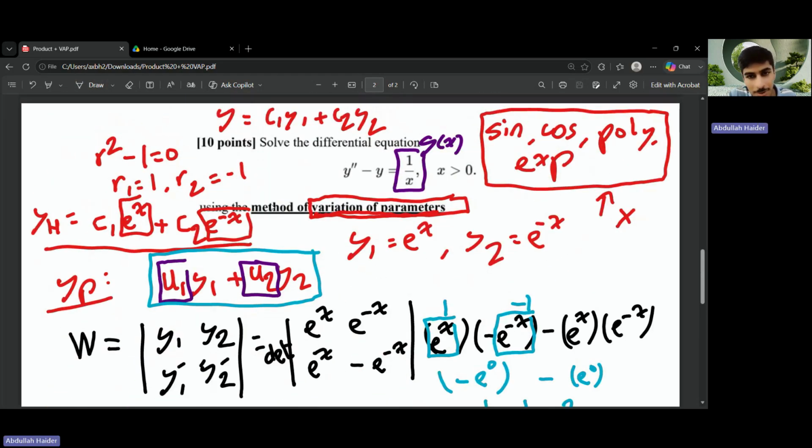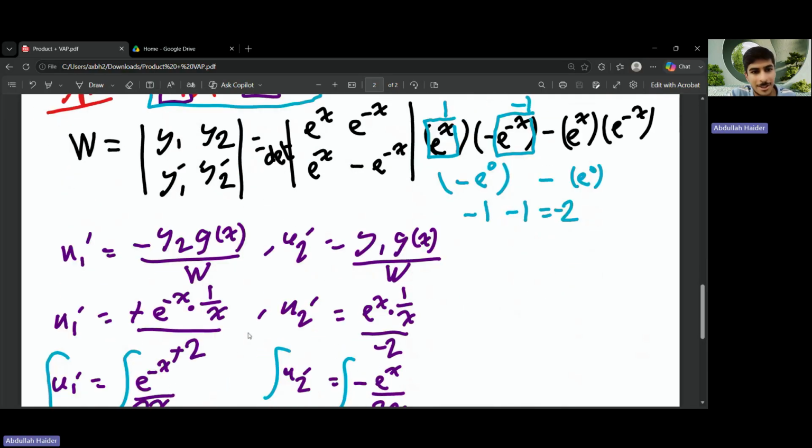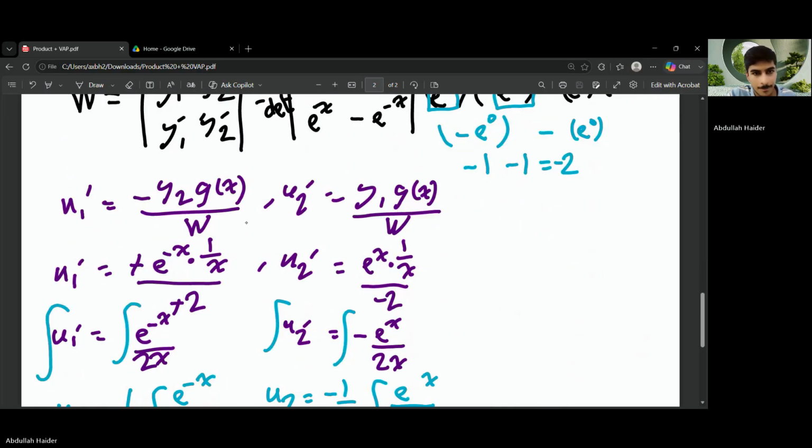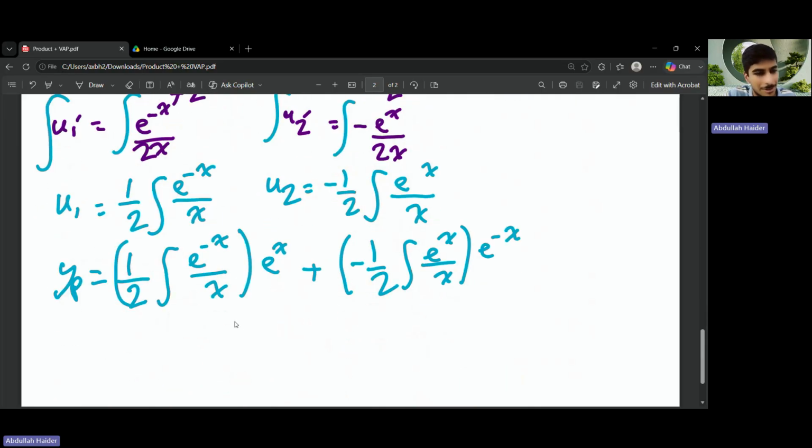So just to give a quick summary, first what you do is find a homogeneous solution, and then you apply the YP formula, or U1 Y1 plus U2 Y2, and then you identify your Y1 Y2, which was e power x and e power negative x. Then you find the Wronskian. This is how you find the Wronskian, and then you apply these two formulas. And if it's easy and possible to integrate, then you can integrate. Otherwise, you can keep your answer as it is.